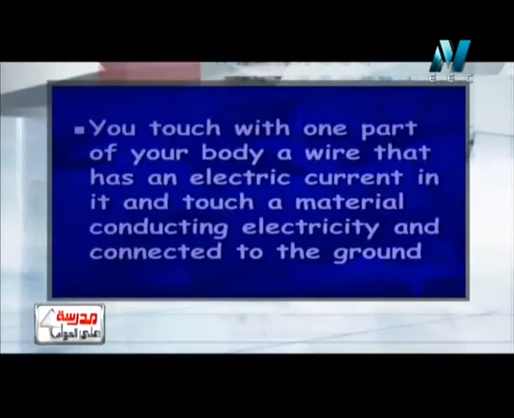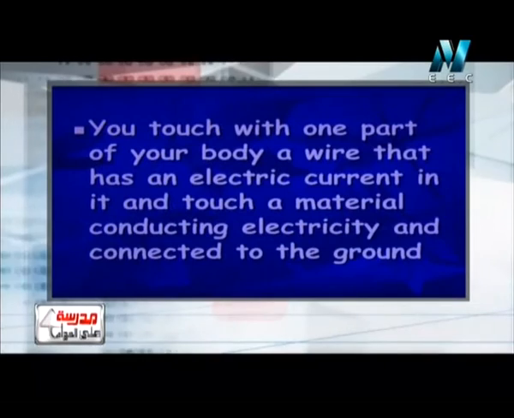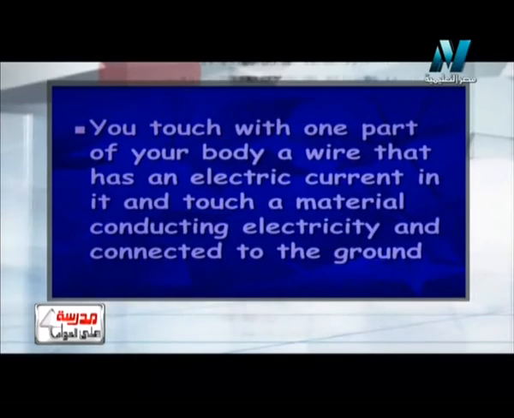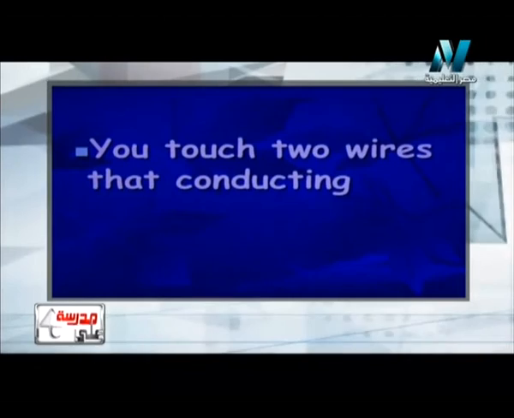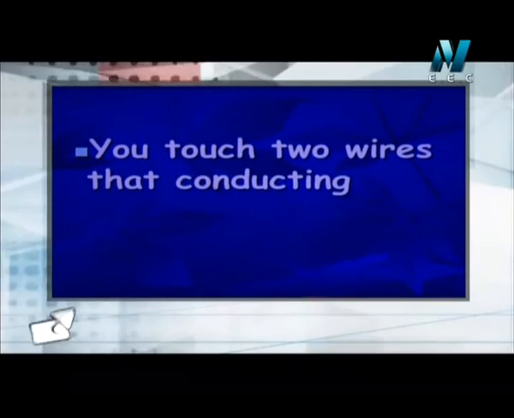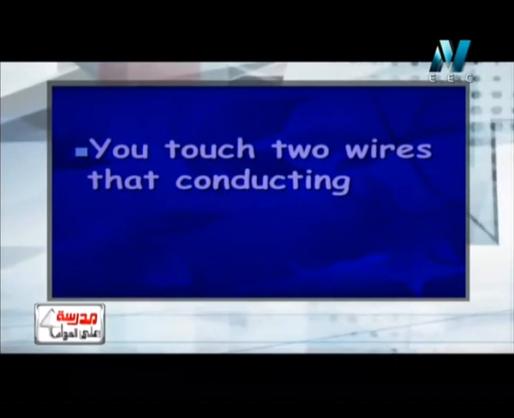Okay, now let's return back to our lesson about the danger of electricity. We have studied the dangers up till now: electric fire and electric shock. We have studied the reasons of the shock. The second reason we will read now: you touch with one part of your body a wire that has an electric current in it and touch a material conducting electricity and connected to the ground. Another reason for the electric shock: you touch two wires that are conducting electricity. Again, touch two wires. Here I will touch two wires, so I will complete the circuit, because our body, as we agreed a while ago, is a human body conductor of electricity.